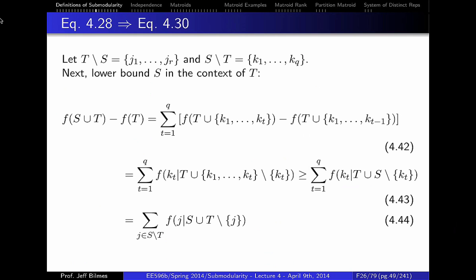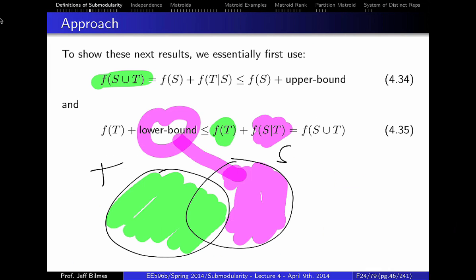Okay, next we're going to lower bound S in the context of T. So here, again, what should we erase? What we're doing is showing that this is lower bounded by this stuff, and so we need an expression for this stuff over here. Okay.